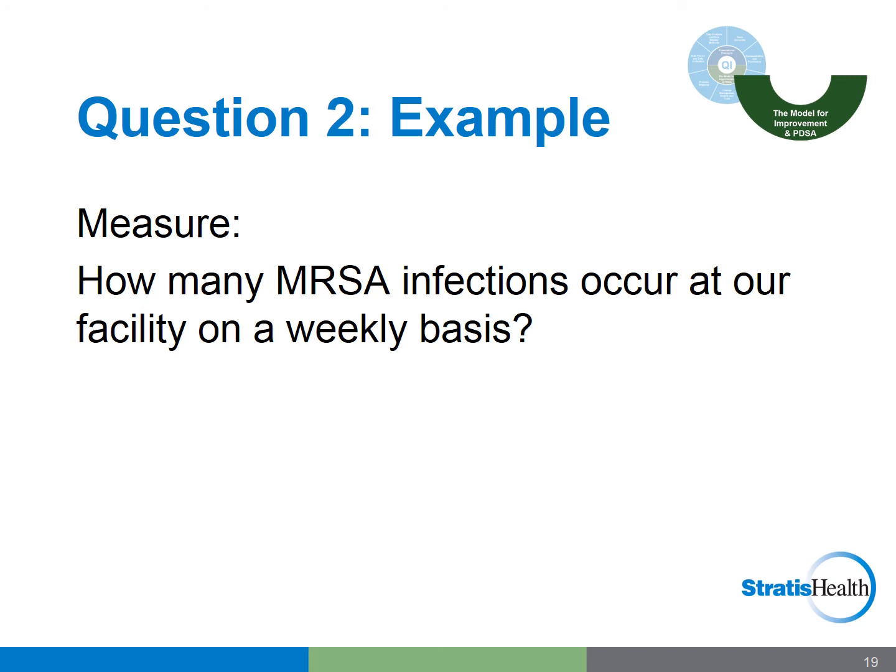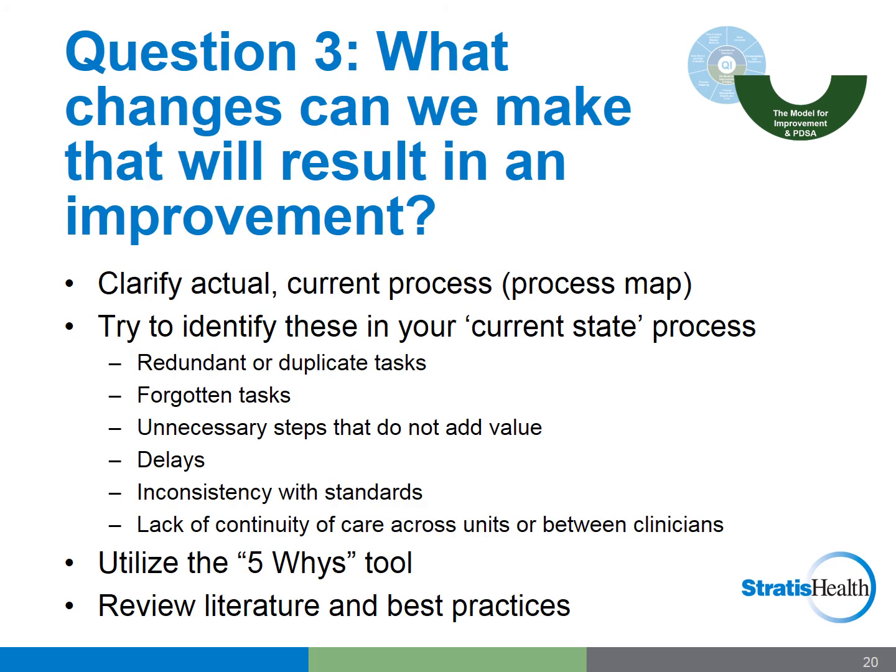By collecting this type of data and slicing and dicing it, we can determine if the steps we will take to reduce the MRSA rate will be an improvement, as we can indeed set a baseline and measure what the current infection rate is, and then compare it to the new set of data we'll collect after our proposed improvements are implemented. Question 3. What changes can we make that will result in an improvement?